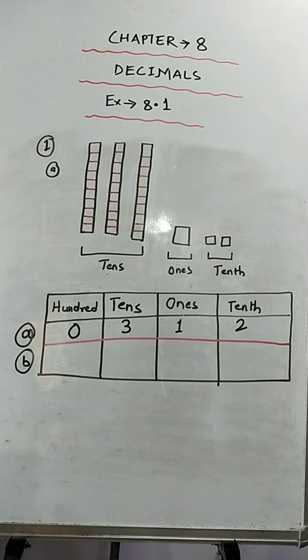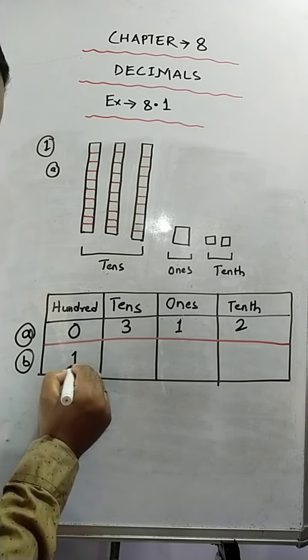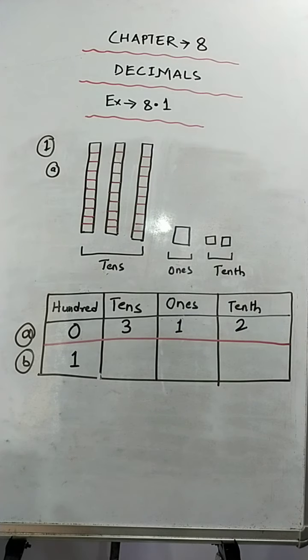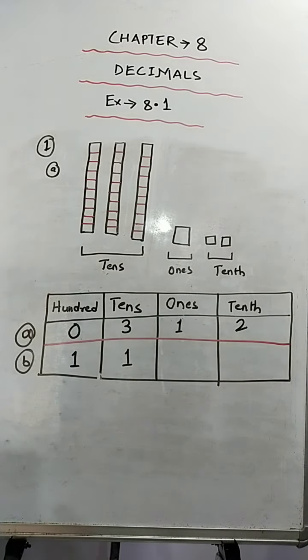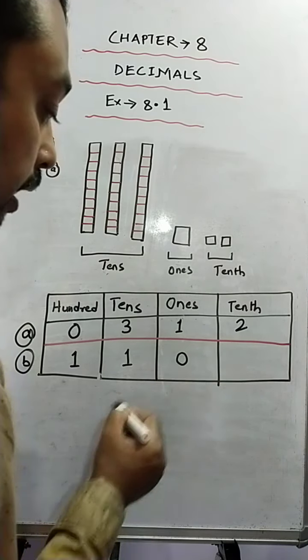So in question number B of question number 1, we have one big box which is 100. So how many hundreds are there? There is 100 there. Okay. And how many tens are there? Only one. So we'll write 1 tens are there. How many ones are there? We cannot see any ones. So we'll put 0 under ones.